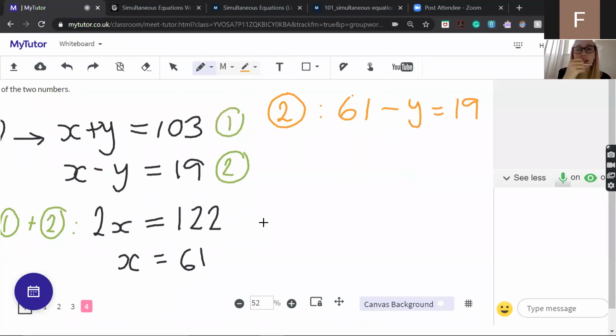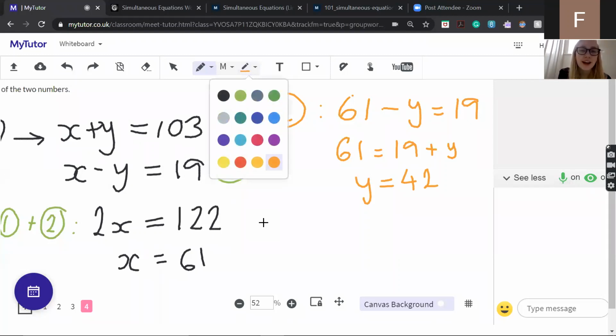And then we can rearrange this to find y. Well, this is going to tell us that 61 equals 19 plus y. So y is going to be 61 minus 19, which is 42. Told you I don't like subtracting.